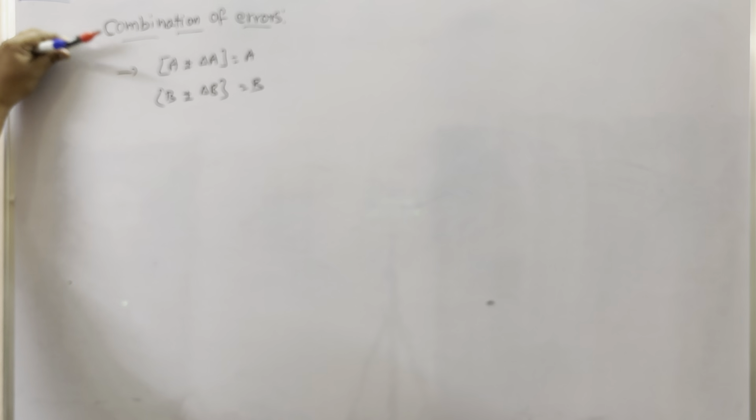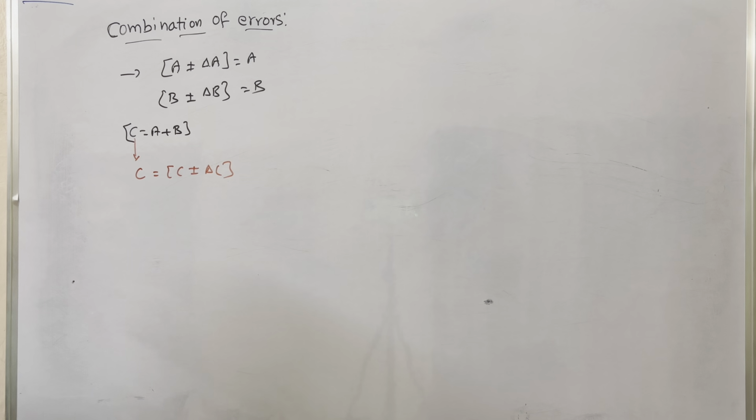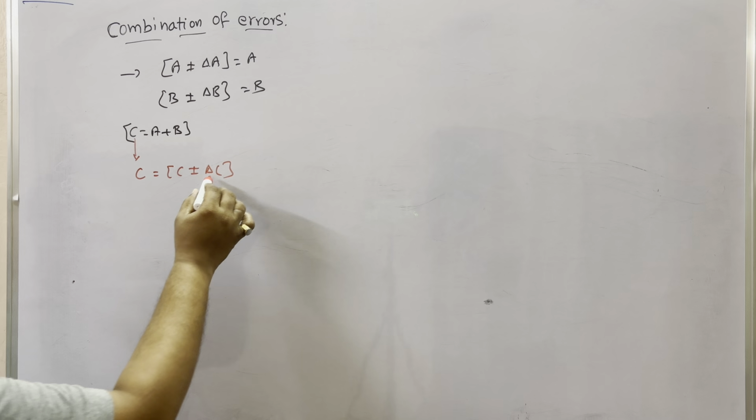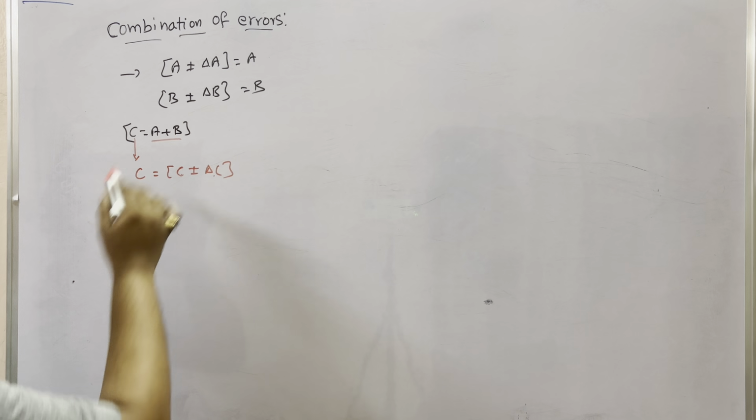Then how will the combination of errors come? If you are going to add these two, let us assume C is equal to A plus B. We are adding these two quantities A and B. So how do we represent C? C can be represented as C plus or minus delta C. Now what is delta C? What is C? According to this, C is going to be A plus B.